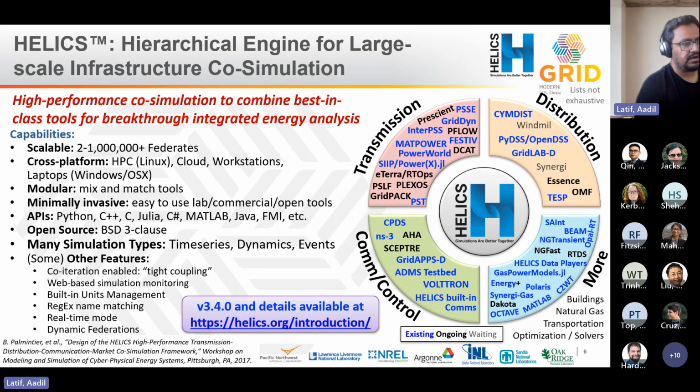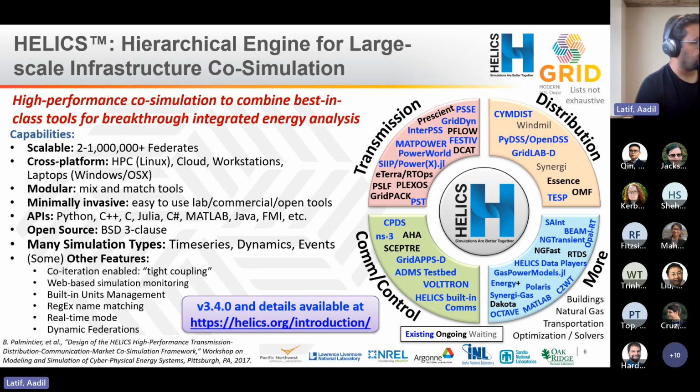So just to give you an understanding of what Helix is, Helix stands for Hierarchical Engine for Large-Scale Infrastructure Core Simulation. It was designed to be extremely scalable. One of the limitations we saw with earlier implementations of core simulation frameworks, and there exist quite a few besides Helix as well, was the scalability aspect. We wanted to build out an interface that would be able to scale from 2 to over a million federates. We've already seen in literature folks being able to simulate a million federates with Helix with ease.